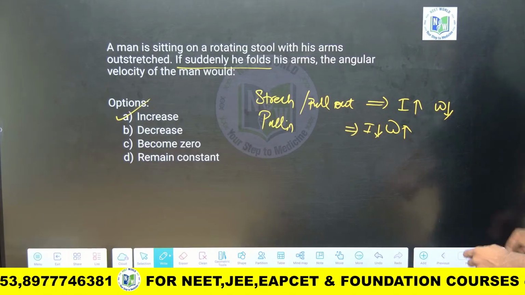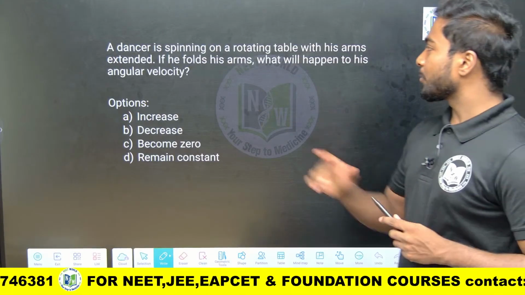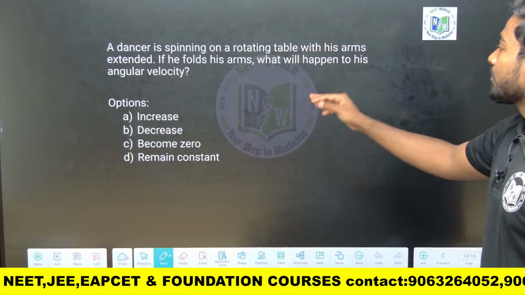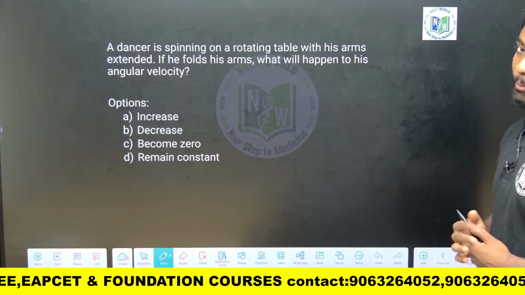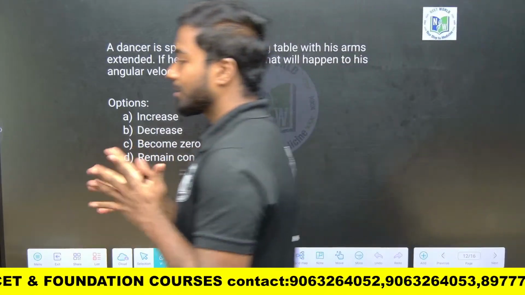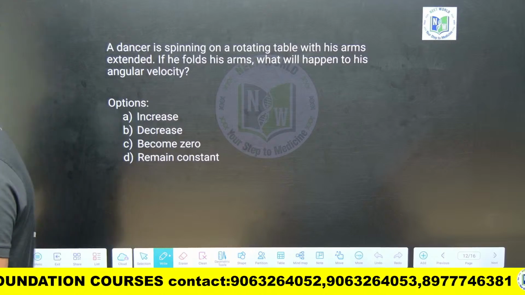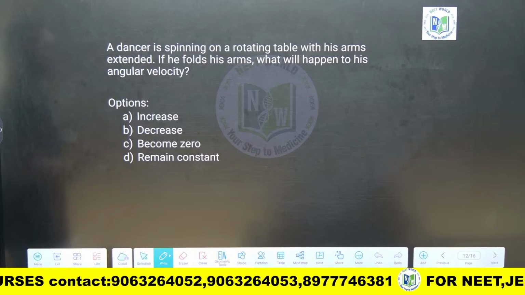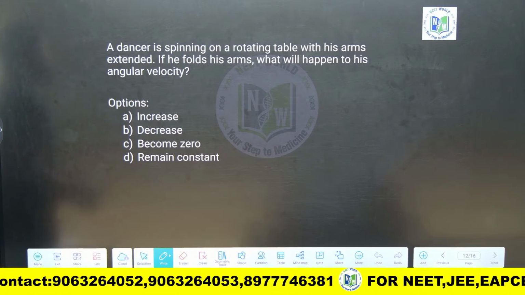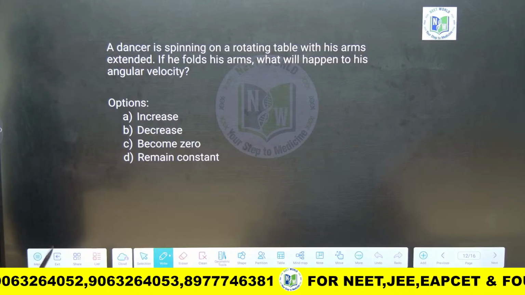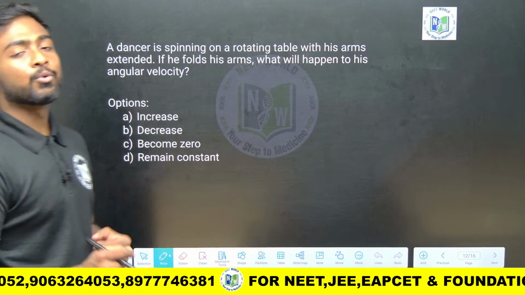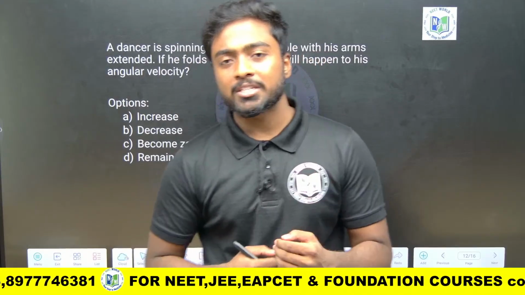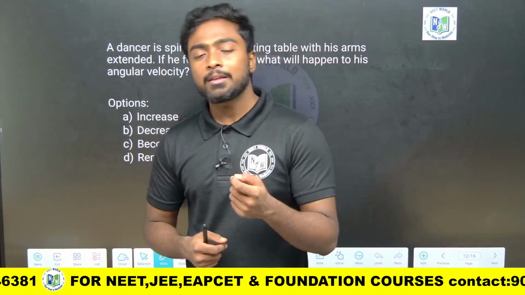I'll give one more similar question. A dancer is spinning on a rotating table with his arms extended. If he folds his arm, what will happen to his angular velocity? Similar question, guys. Easy, no? The same type of question, but they have given it in different terms. Extended, folds his arm. Before that, overstretched, pulled in. These terms you need to understand. How can you understand? By solving many questions, you will be able to understand what terms they are using there.